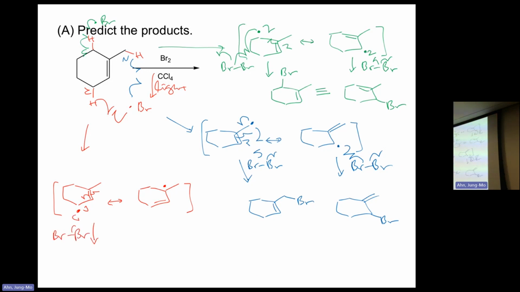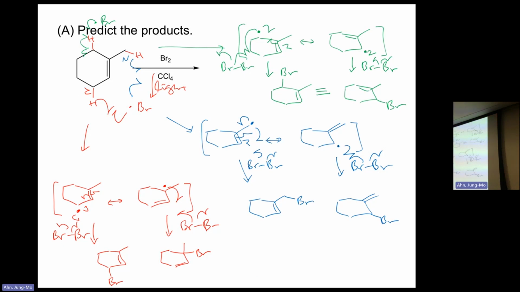And this one, bromine is going to go there. This is a product. Bromine can go there. That's another product. So it's not 6 products that we're going to get. We get 5 products. We still have more than 1. There's potentially 5 products: 1, 2, 3, 4, 5. So out of 5, which one is the major? That is the question. See how complicated these things are?